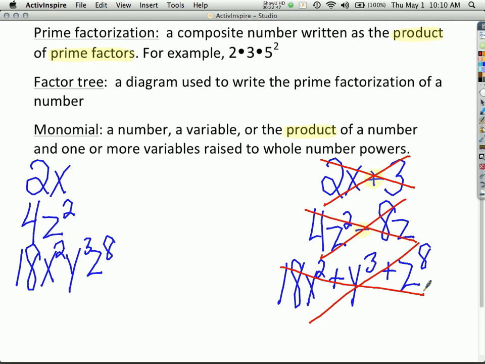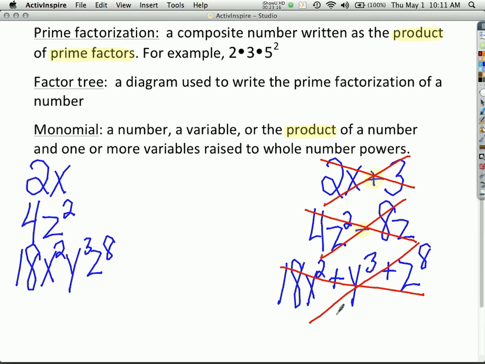Does anyone have any questions so far about what a monomial is? So it only applies to multiplication. That's right. I had a student in one of my other classes say, well, what if I have two of them multiplied together? Like, what if I did 2x times 4z squared? Well, that's still a monomial because it's all being multiplied. So the deciding factor is the addition and subtraction signs.